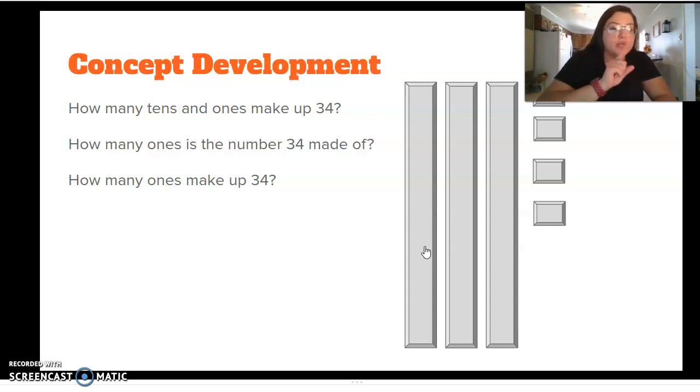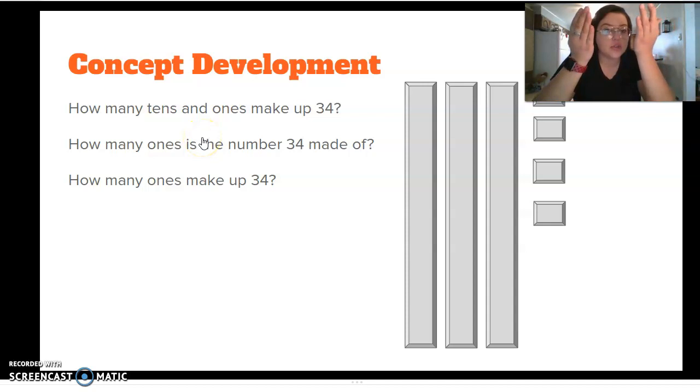Now this could be a tricky question because up here they're asking how many tens and how many ones. So they're wanting you to decide, are there tens? Yes, there's 3 tens. Are there ones? Yes, there's 4 ones. Because when you take 34 and you break it into tens, you have 3 tens and then you have 4 left over, so you have 4 ones.